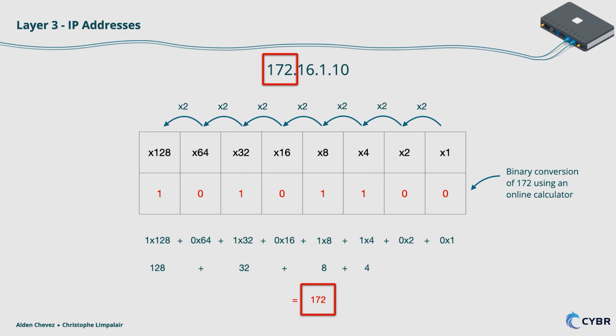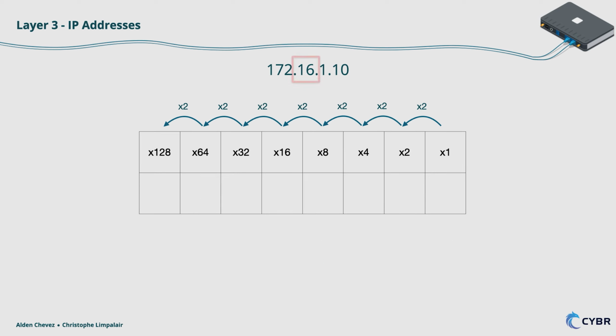Now, luckily, technology nowadays has abstracted a lot of that away from us, which makes it a lot easier to set up networks and requires a lot less math. But with that said, it is important to at least understand what's going on behind the scenes. So let's try one more octet before we move on.